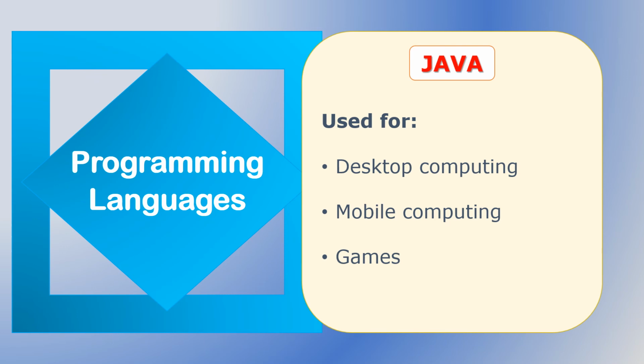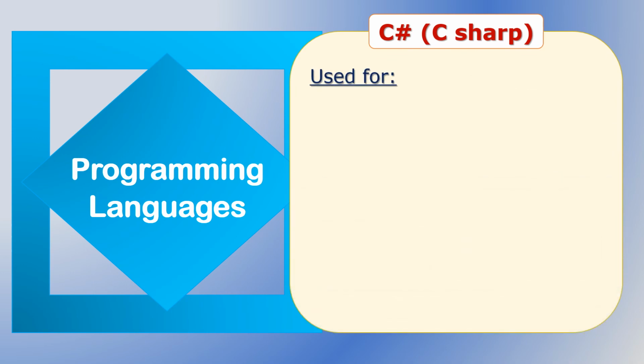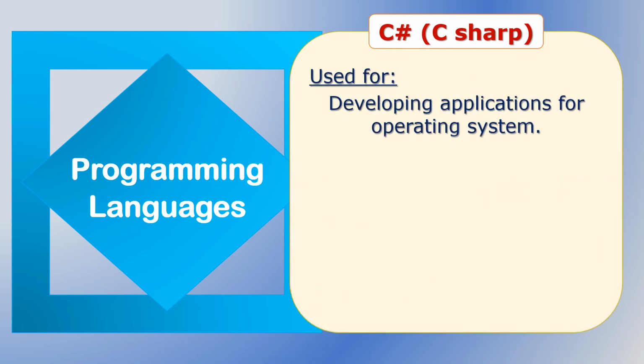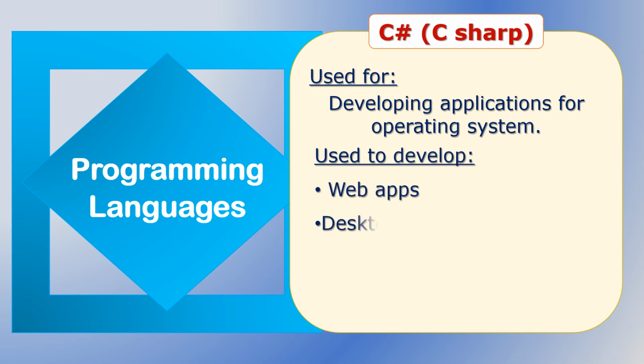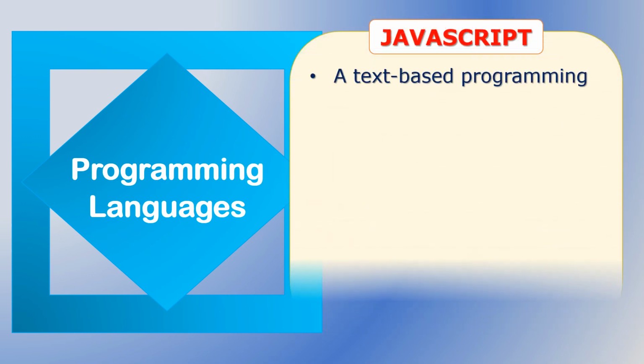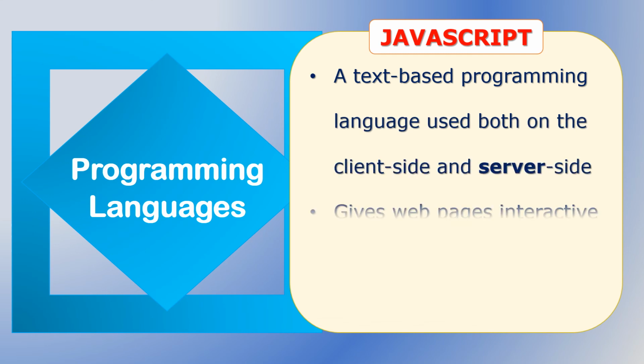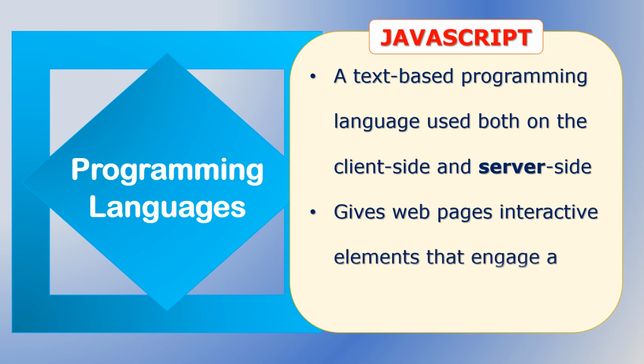Next, C#. Used for developing applications for Microsoft Windows operating system, used as well to develop web apps, desktop apps, mobile apps, and games. Next, JavaScript is a text-based programming language used both on the client side and server side. It gives web pages interactive elements that engage a user.